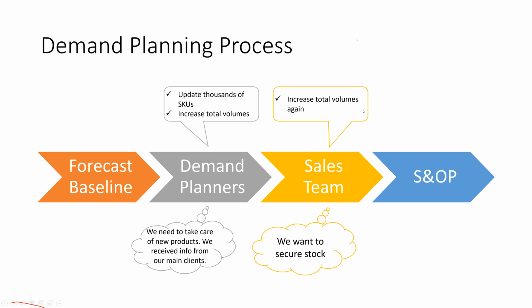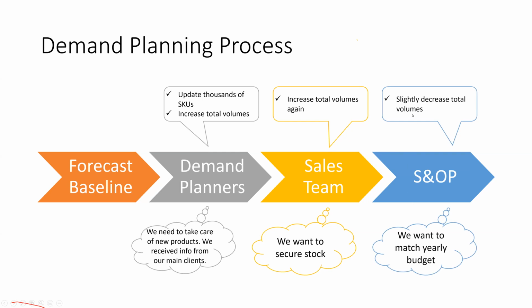So what they're going to do is increase the total volume again. Then finally, we get the S&OP meeting with the final alignment, and those guys just want to match the yearly budget. So they're just going to slightly decrease the total volumes. That's what a demand planning process will look like.